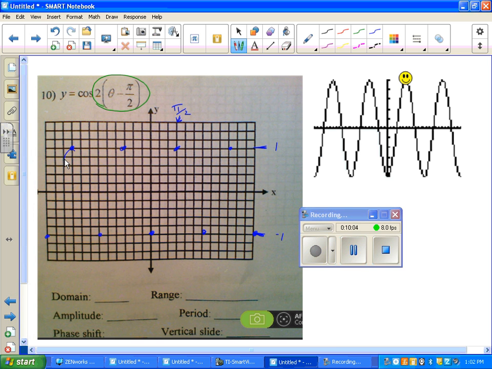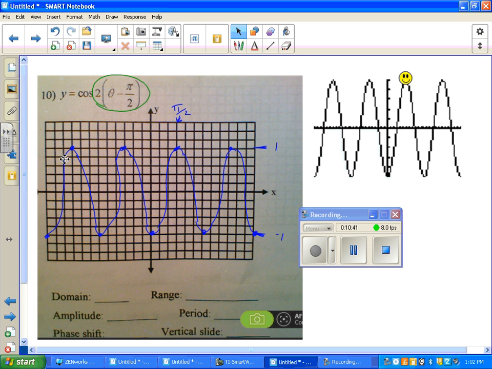Smooth, smooth, smooth, smooth. Okay, that's the smartboard's fault. Smooth, smooth. Nowhere is this perfect, but practice makes it look better.